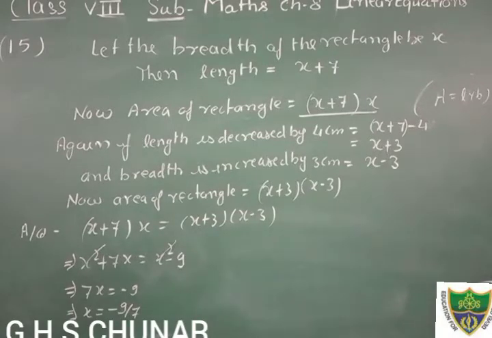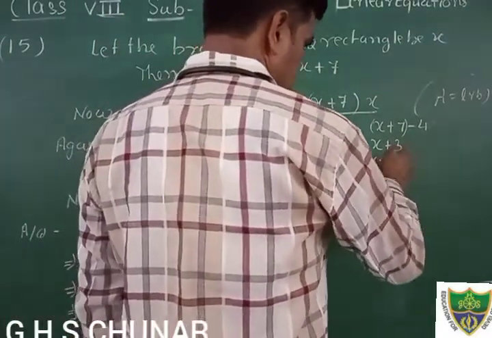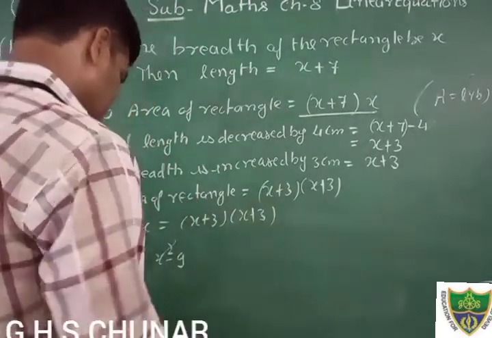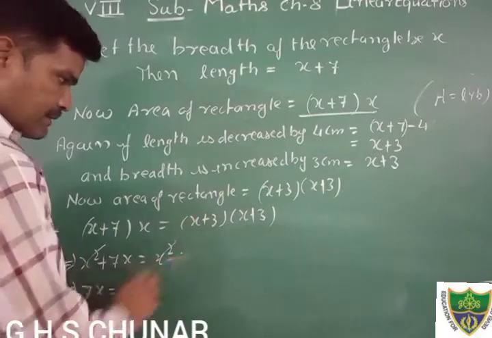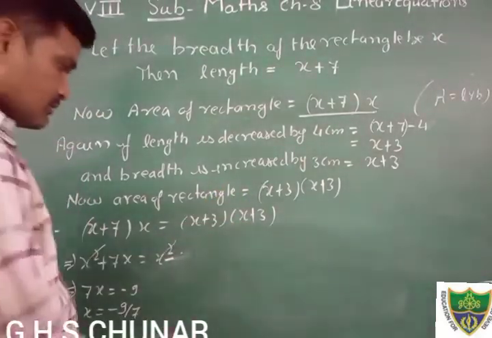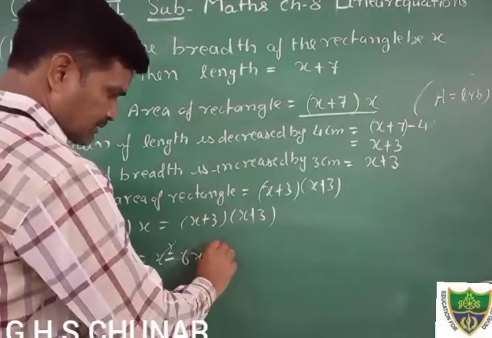If the length decreases by 4 centimeter, breadth increases by 3 centimeter. Here something is wrong. Breadth is increased by 3 centimeter, so that is x plus 3. Now x plus 3 whole square, a plus b whole square, that is x square plus 6x plus 9.